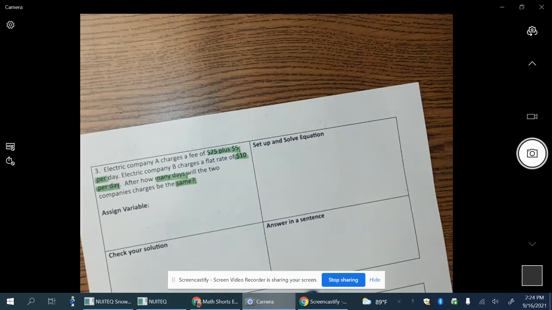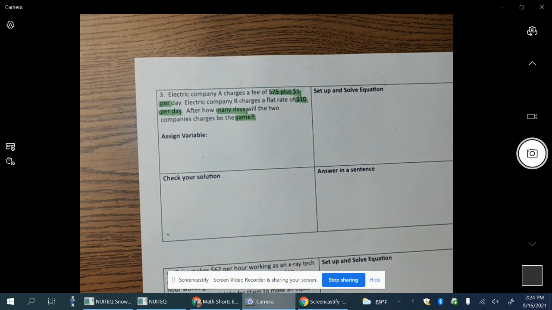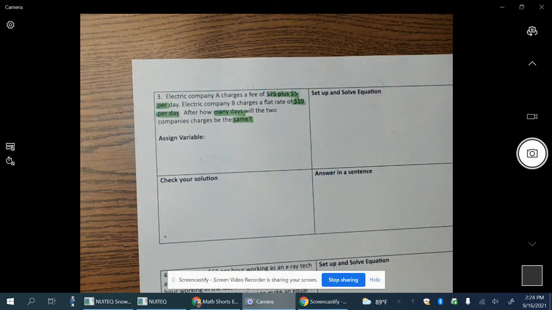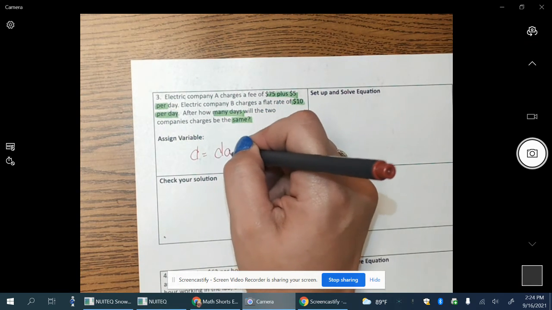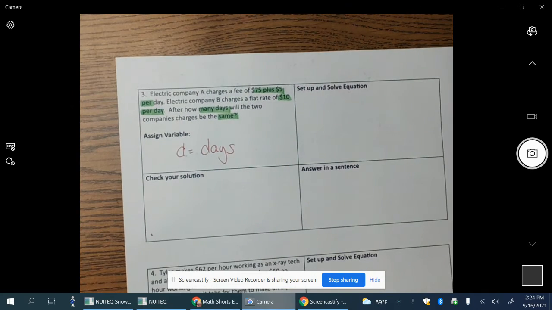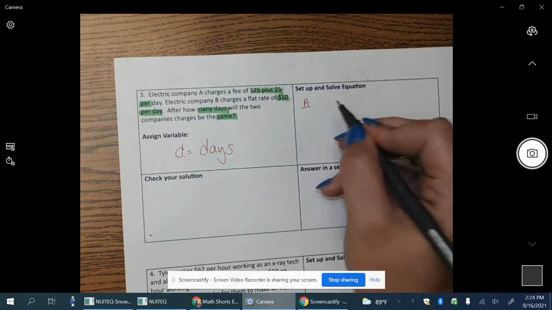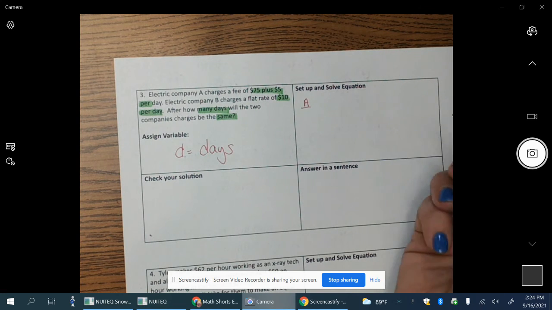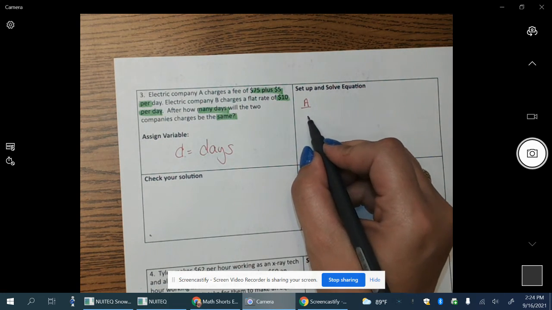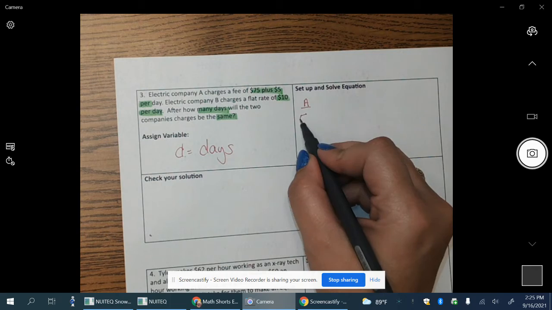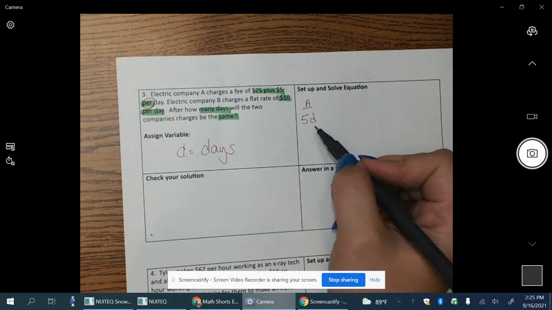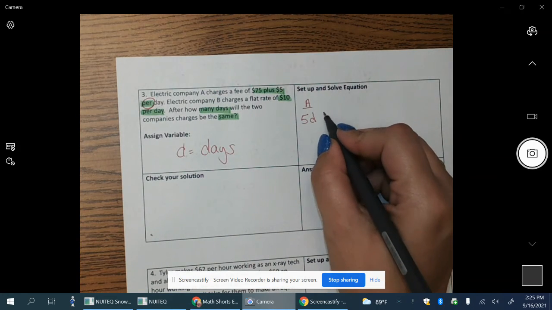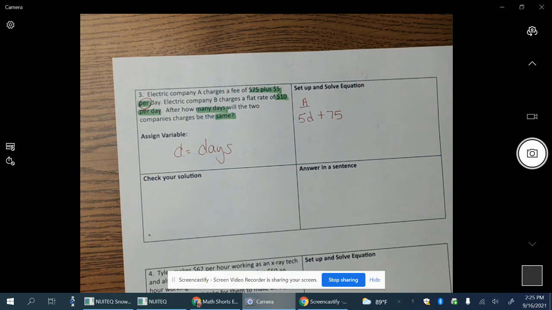All right, so what letter would be a good variable for this question? D. Okay, how many days? So D would be a good variable for days. All right, we are comparing Electric Company A. Does it have a rate? Yes. What is the rate? 5 per day. Okay, which one's the rate? 5. Why is it 5? Because it says per. And then, yes, you are adding, but you have to get that rate figured out first. Okay?